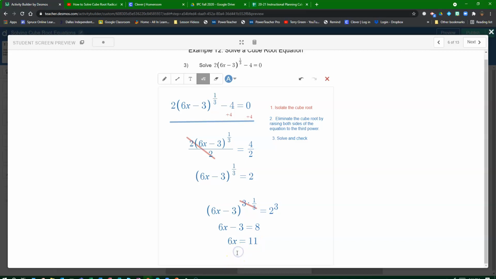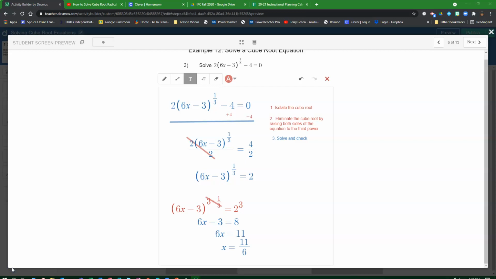Okay. Now I'm going to divide both sides by 6. So x is equal to the fraction 11 over 6, which does not reduce. Okay. All right. So that's our solution. Now we will take a moment to check it. Now we're ready for the check. All we're going to do is just put this 11/6 in for wherever x is.